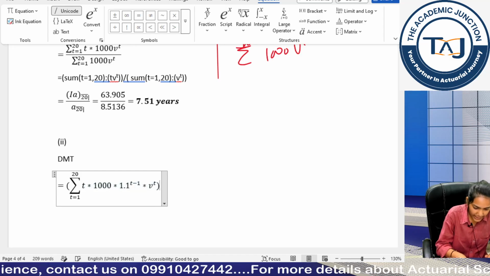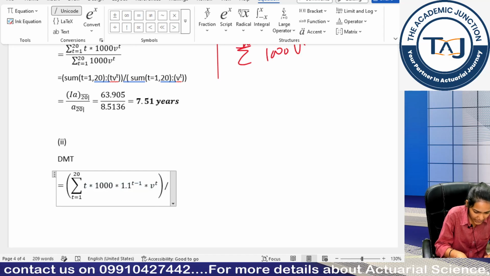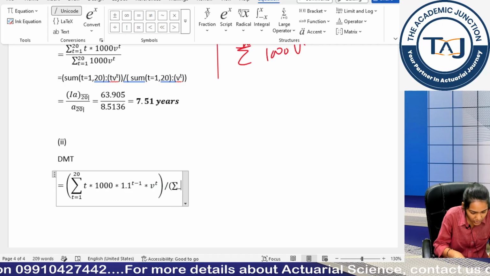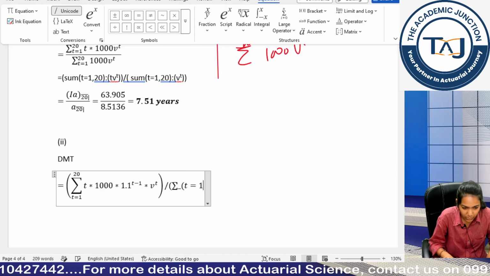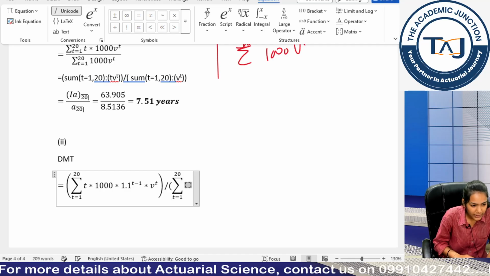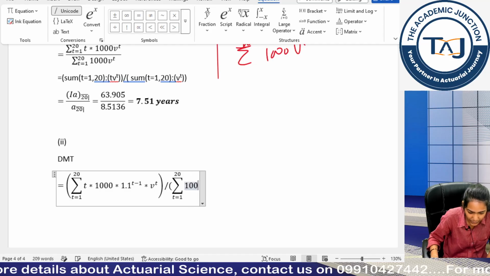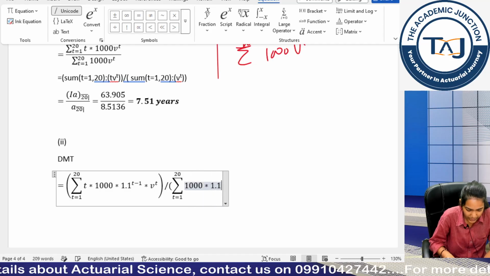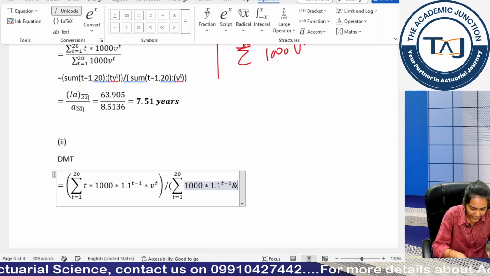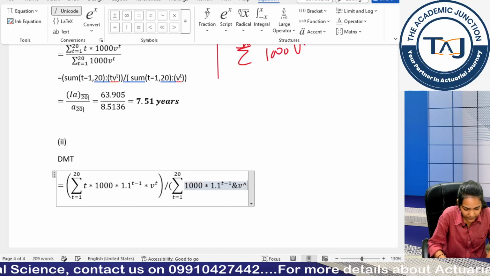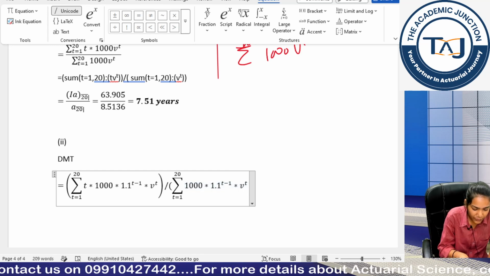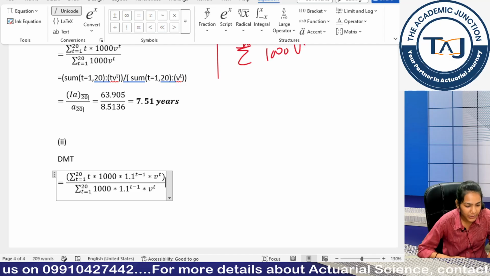Okay, then I close my brackets, then I put in slash, then I again open up the brackets, backslash sum, underscore, brackets open, t is equal to 1, brackets closed, then we have upper limit 20, space bar, then we have 1000 star 1.1 raised to the power t minus 1, again brackets I have used, and we have v raised to the power t. Clear? Then we use the forward arrow key to come out of this and we put in a space.